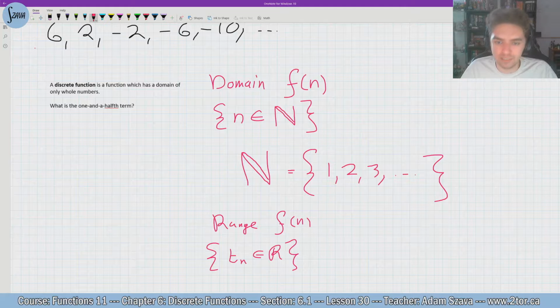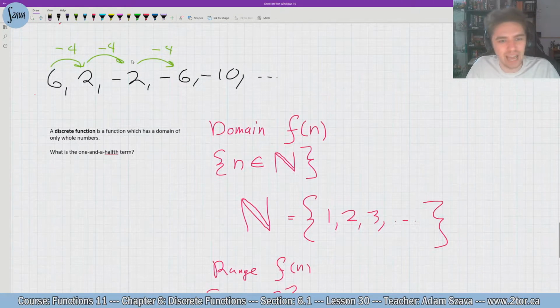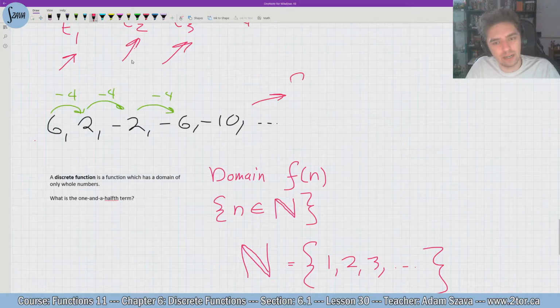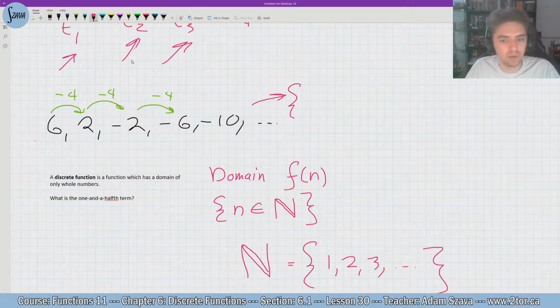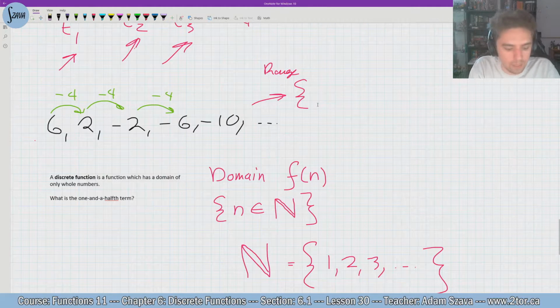Now, it's down to specifics after this, of the particular sequence. For example, this sequence has a range that could be any real number, but it's not actually any real number, because you're never going to get -5 out of this. So if you want to be more specific, although I doubt you're going to be asked to do this in grade 11, you could specify the range here. If I say it out loud in a sentence, the range is, what would we say? Multiples of 4.